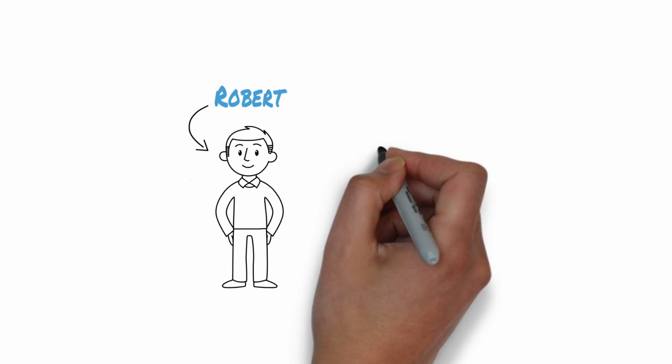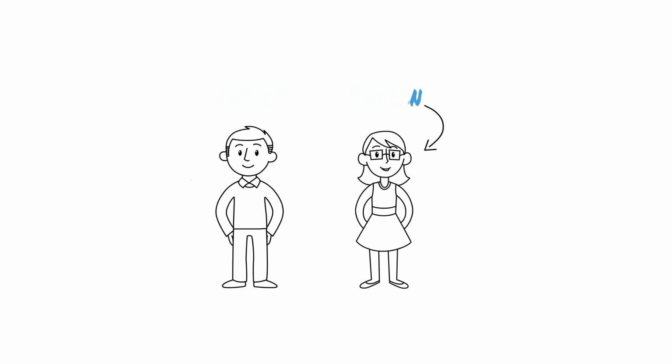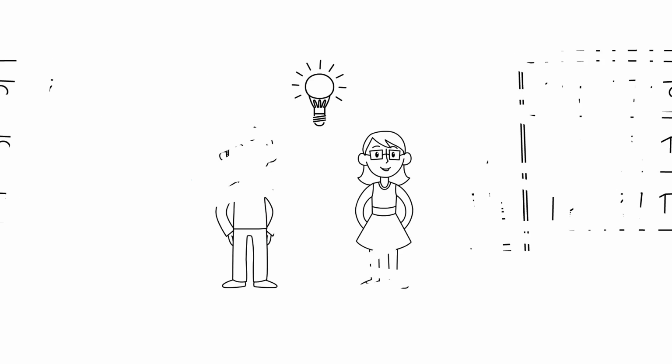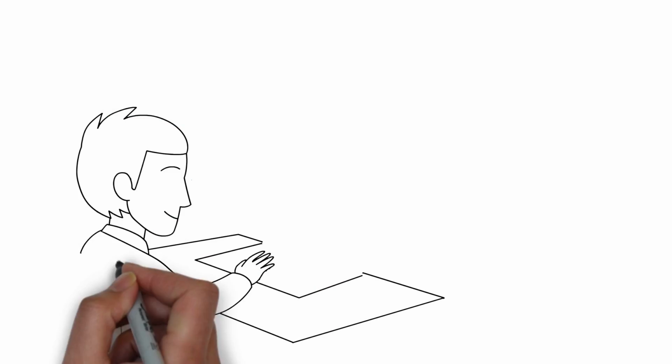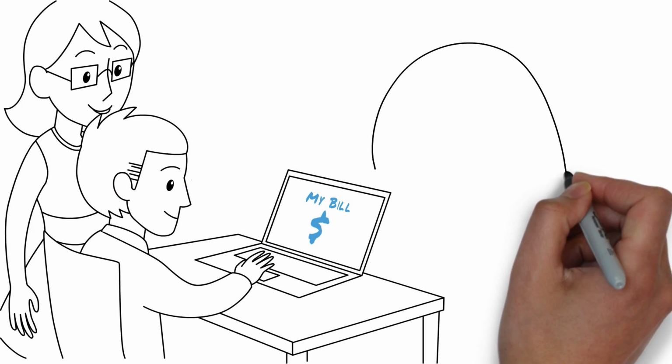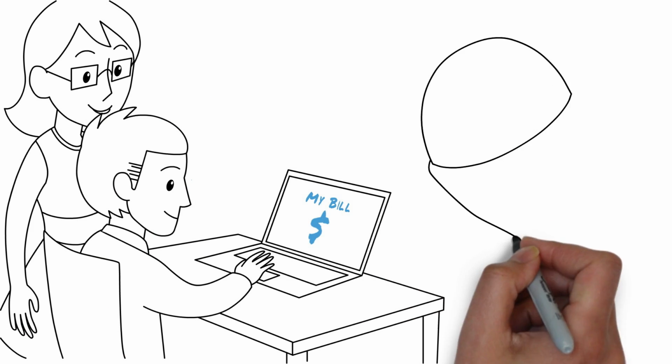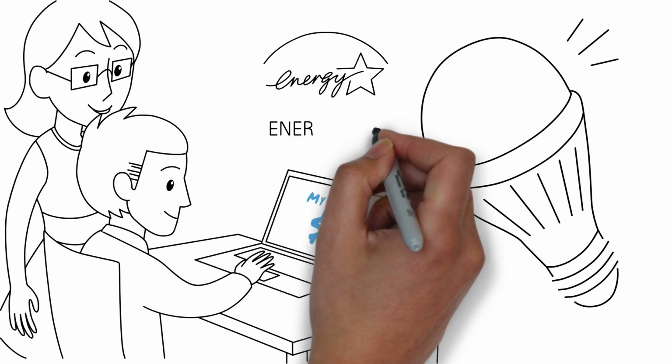This is Robert, and this is Sharon. They are shopping for a new light bulb. But how do they pick the best bulb when there are so many lighting choices? Well, if Robert and Sharon want to keep their energy bills down, their best bet is to choose an LED bulb because they are so energy efficient.